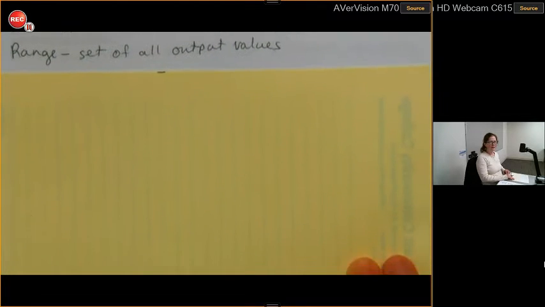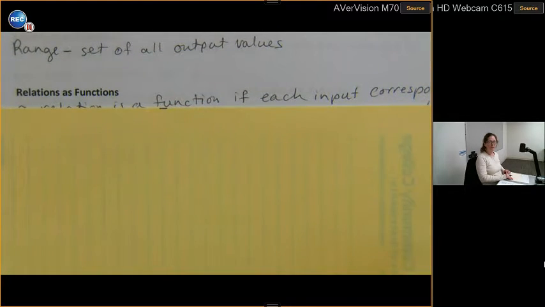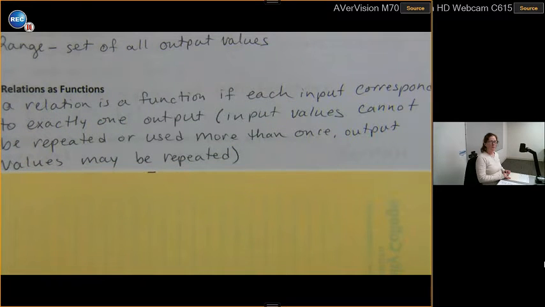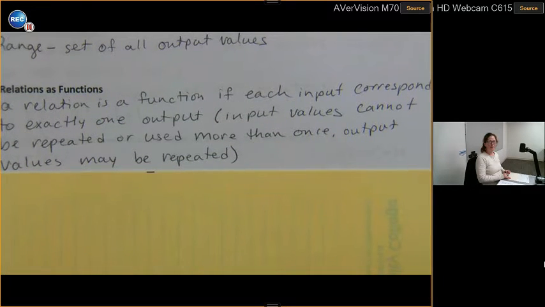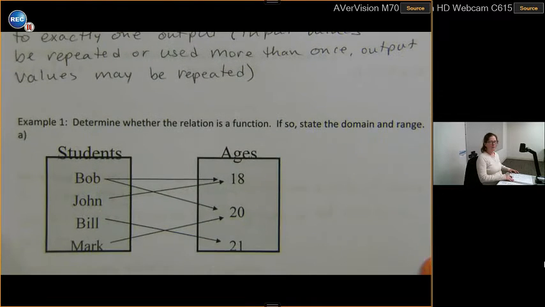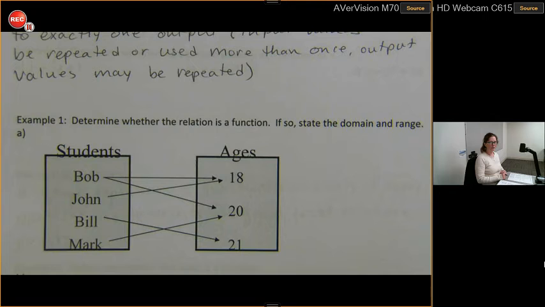To make a relation into a function, we have each input corresponding to exactly one output, meaning input values cannot be repeated or used more than once. However, output values may be repeated. So in our first example, we are to determine whether the relation is a function, and if so, state the domain and range.